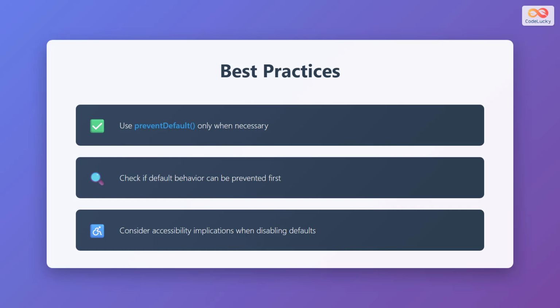Here are some best practices to keep in mind when using preventDefault. Only use preventDefault when it's necessary to override the default behavior. Before preventing default behavior, check if it can be prevented. Consider the accessibility implications when disabling default browser behaviors to ensure your website remains user-friendly for everyone.